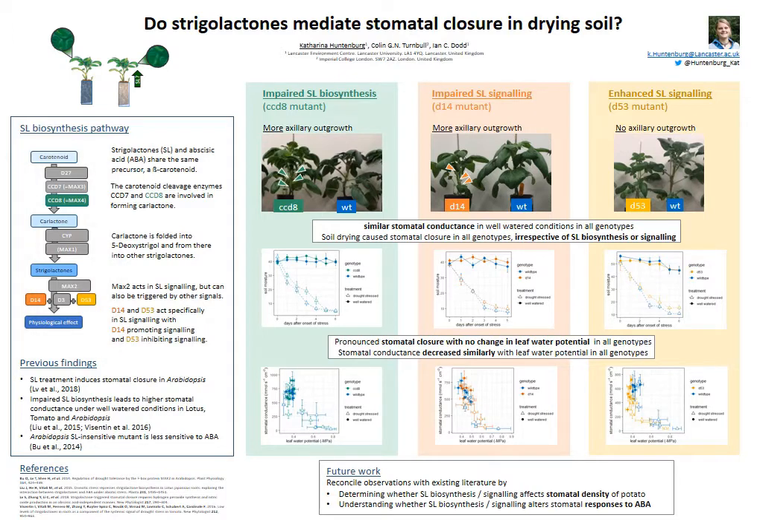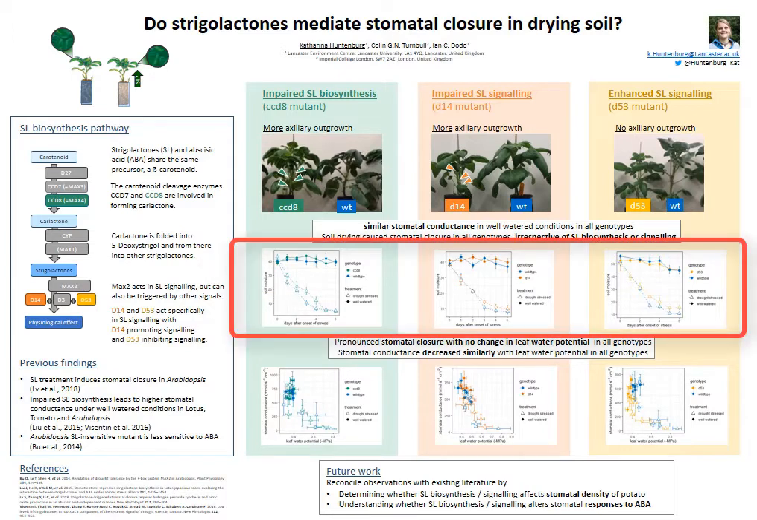In the experiment, we dried the plants for 6 days. You can always see the closed symbols are the well-watered plants and the open symbols are the drought-stressed plants. They all dried the soil out very similarly. This is the first line of graphs.